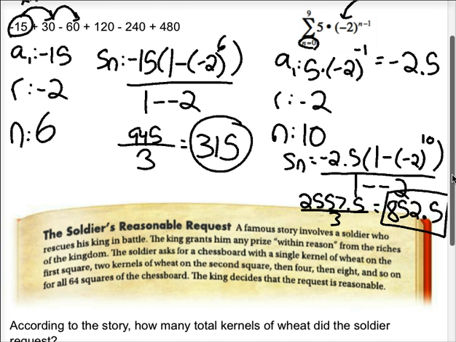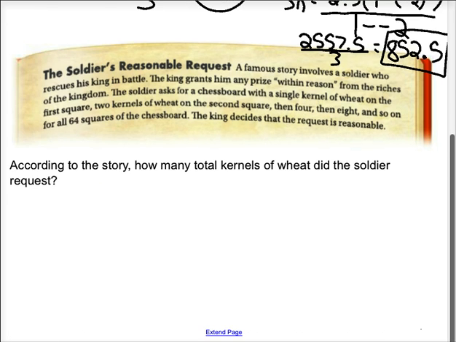All right, so now let's look at a fun little story, a fun little word problem. A famous story involves a soldier who rescues his king in battle. The king grants him any prize within reason from the riches of the kingdom. The soldier asks for a chessboard with a single kernel of wheat on the first square, 2 kernels of wheat on the second square, then 4, then 8, and so on for all 64 squares of the chessboard. The king decides that the request is reasonable. According to the story, how many total kernels of wheat did the soldier request?